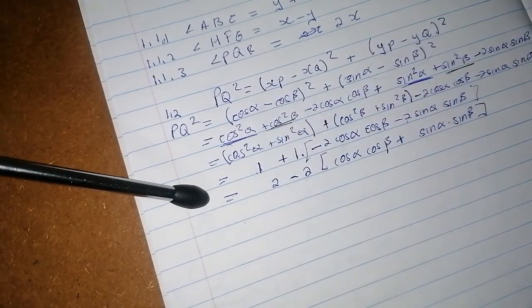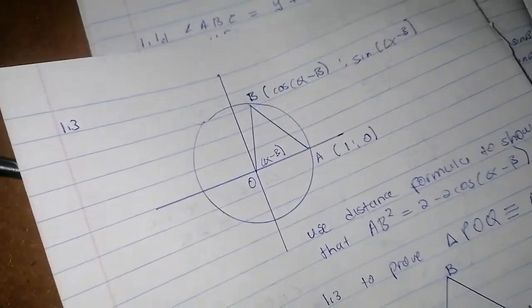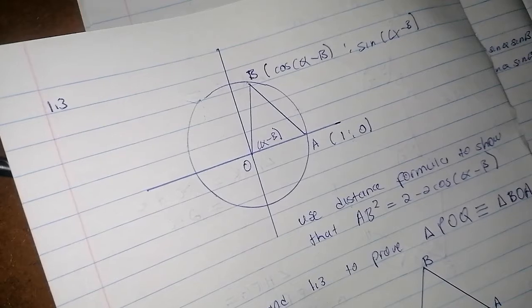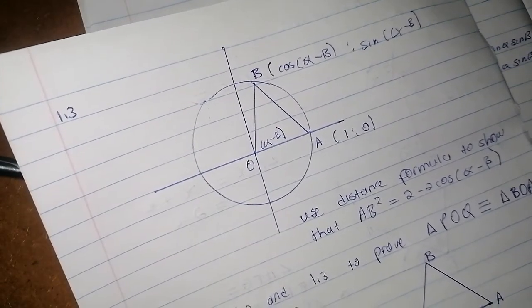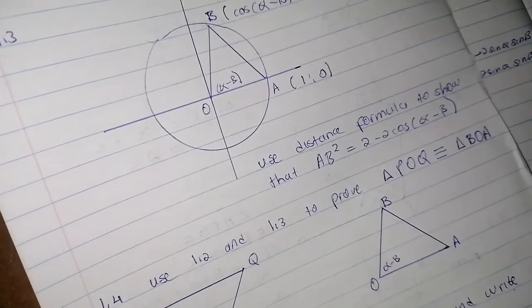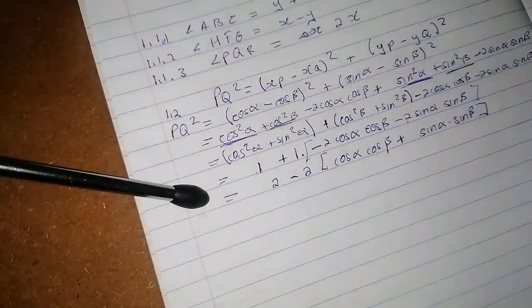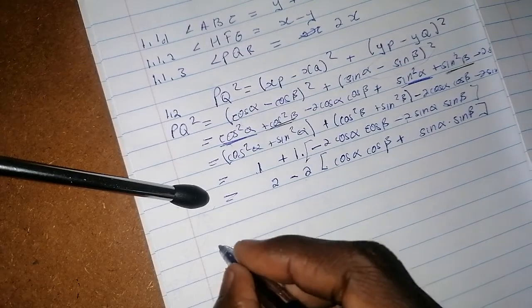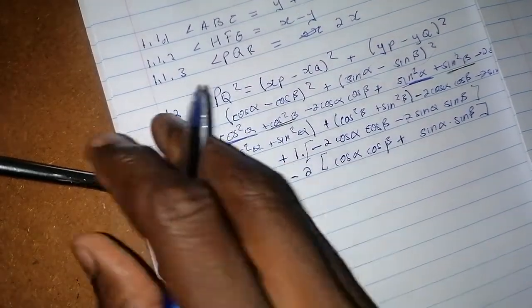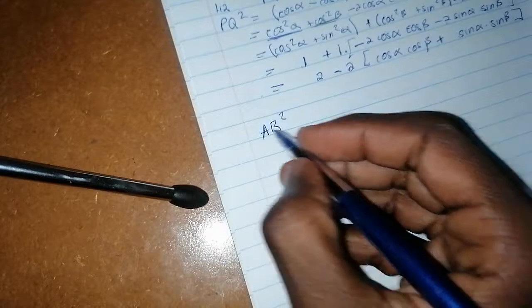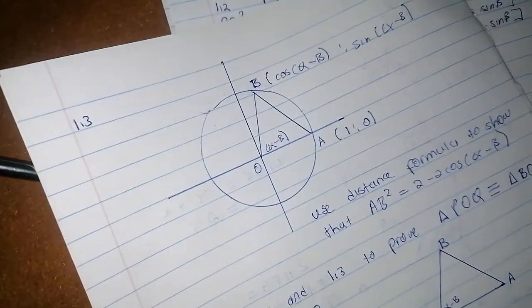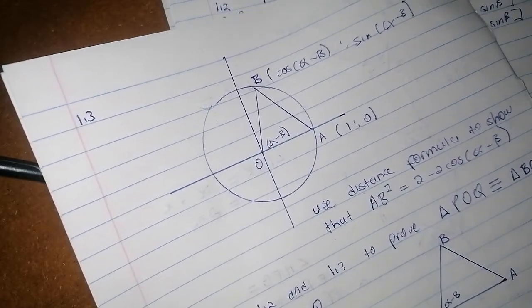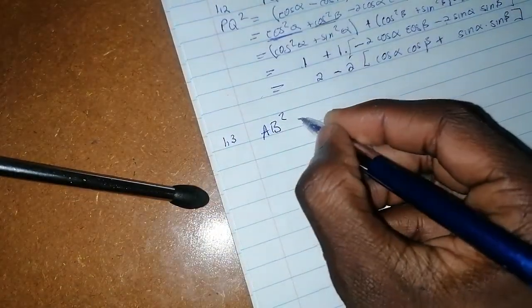So at 1.3 guys, we are told that we must use a distance formula to show that AB squared is equal to 2 minus 2 cos open bracket alpha minus beta. So AB squared, this is 1.3. So let's focus on the circle, AB squared. It's going to be what?